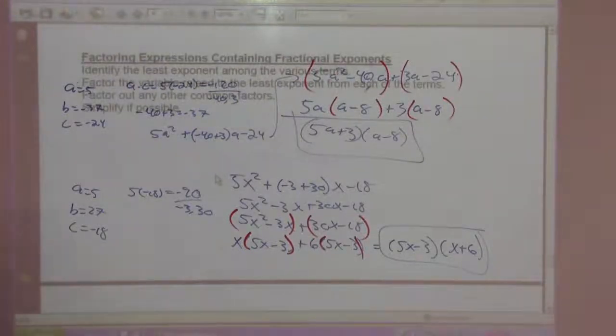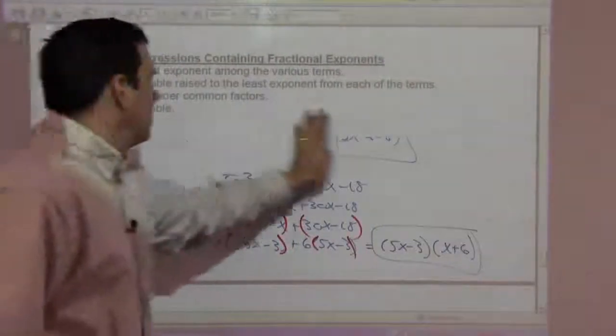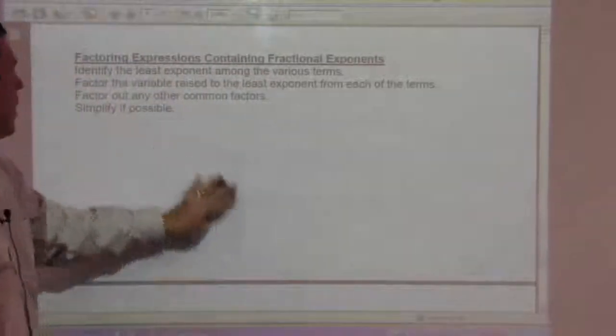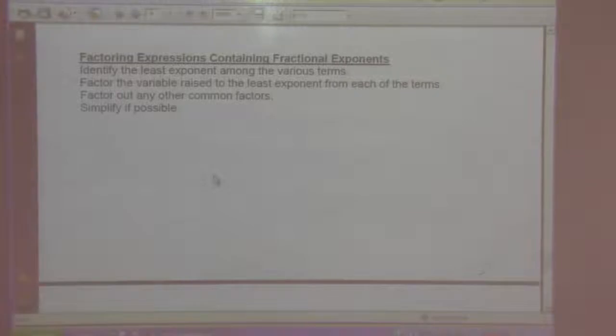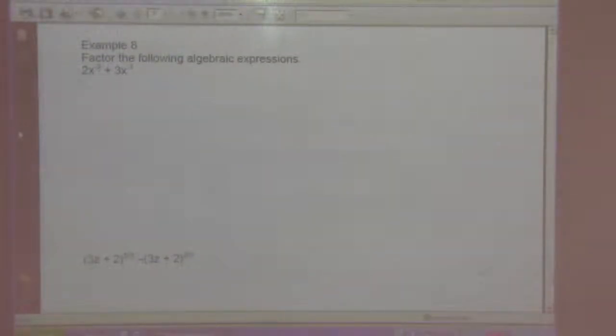So factoring expressions containing fractional exponents. Identify the least exponent among the various terms. Factor the variable raised to the least exponent from each of the terms. Factor out any other common factors. Simplify if possible. Okay, down to our last page of this section. Another long section, 7 pages.